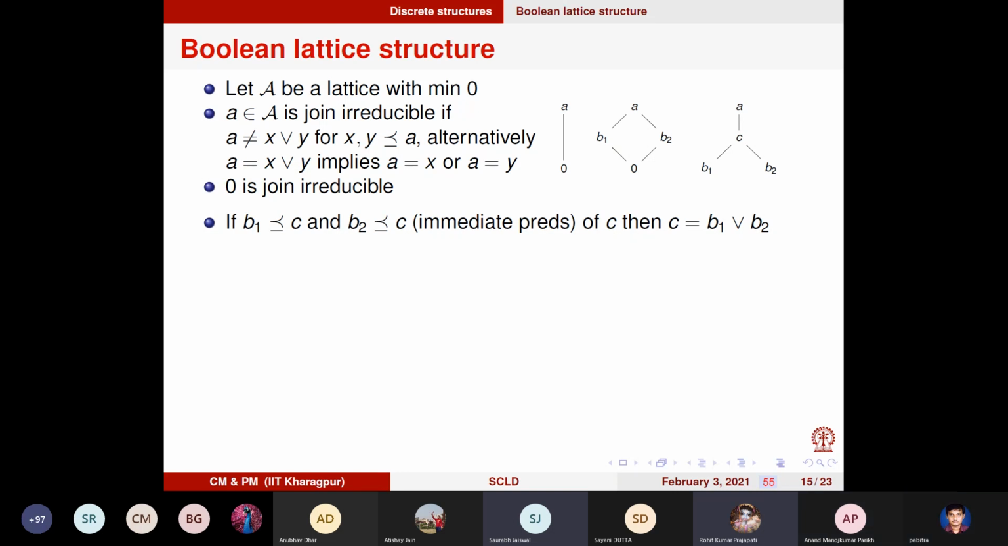Can I write A as the join of X and Y? I have to write A as the join of X and Y. So A, I can write only as the join of itself and 0. There are only two elements, and A is the maximum element. So A is equal to A join 0. Nothing else we can write. The definition says that A equal to X join Y implies A is X or A is Y, for all X, Y less than or equal to A. So if we take 0 and 0, then 0 join 0 is 0, but A is not 0. So A is not equal to the join of 0 and 0.